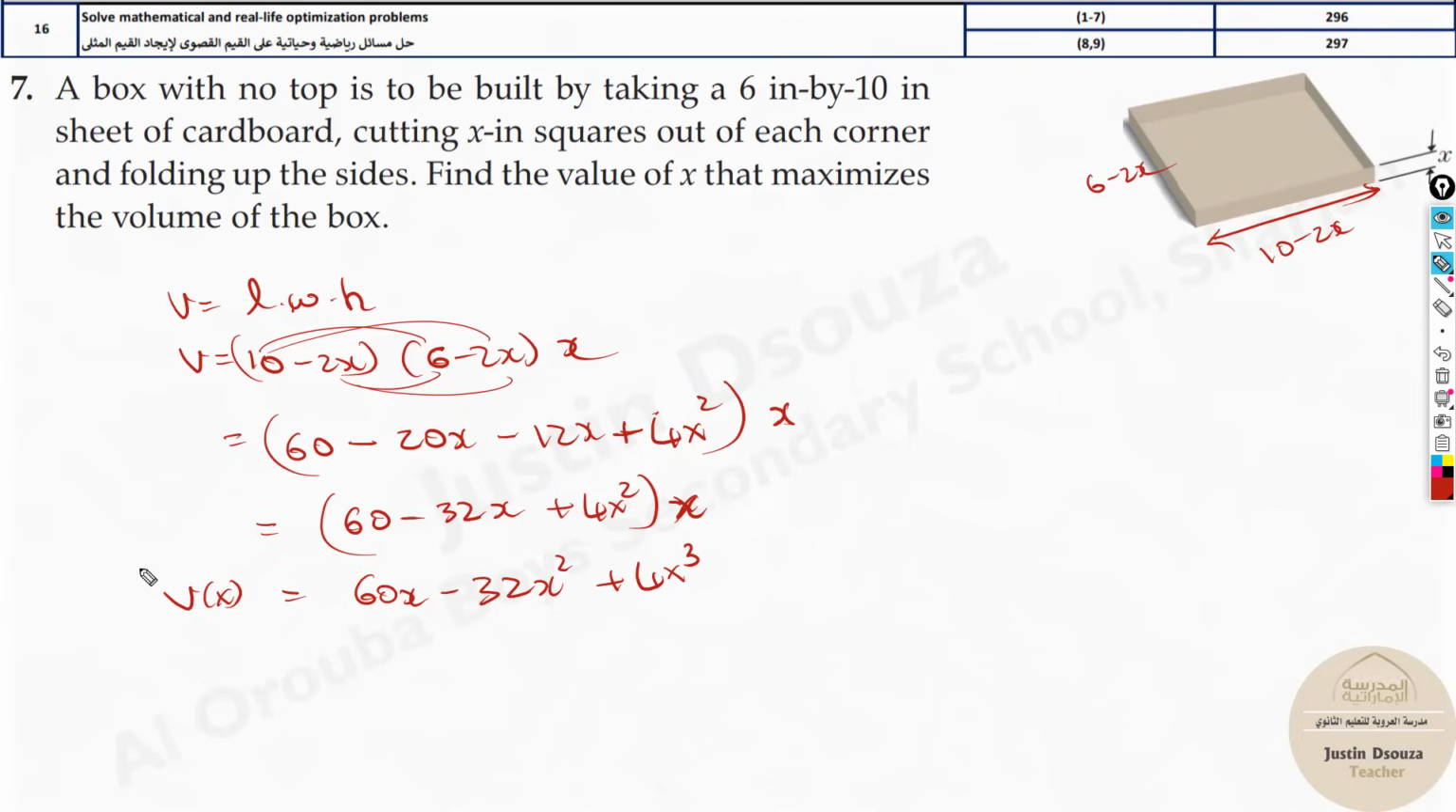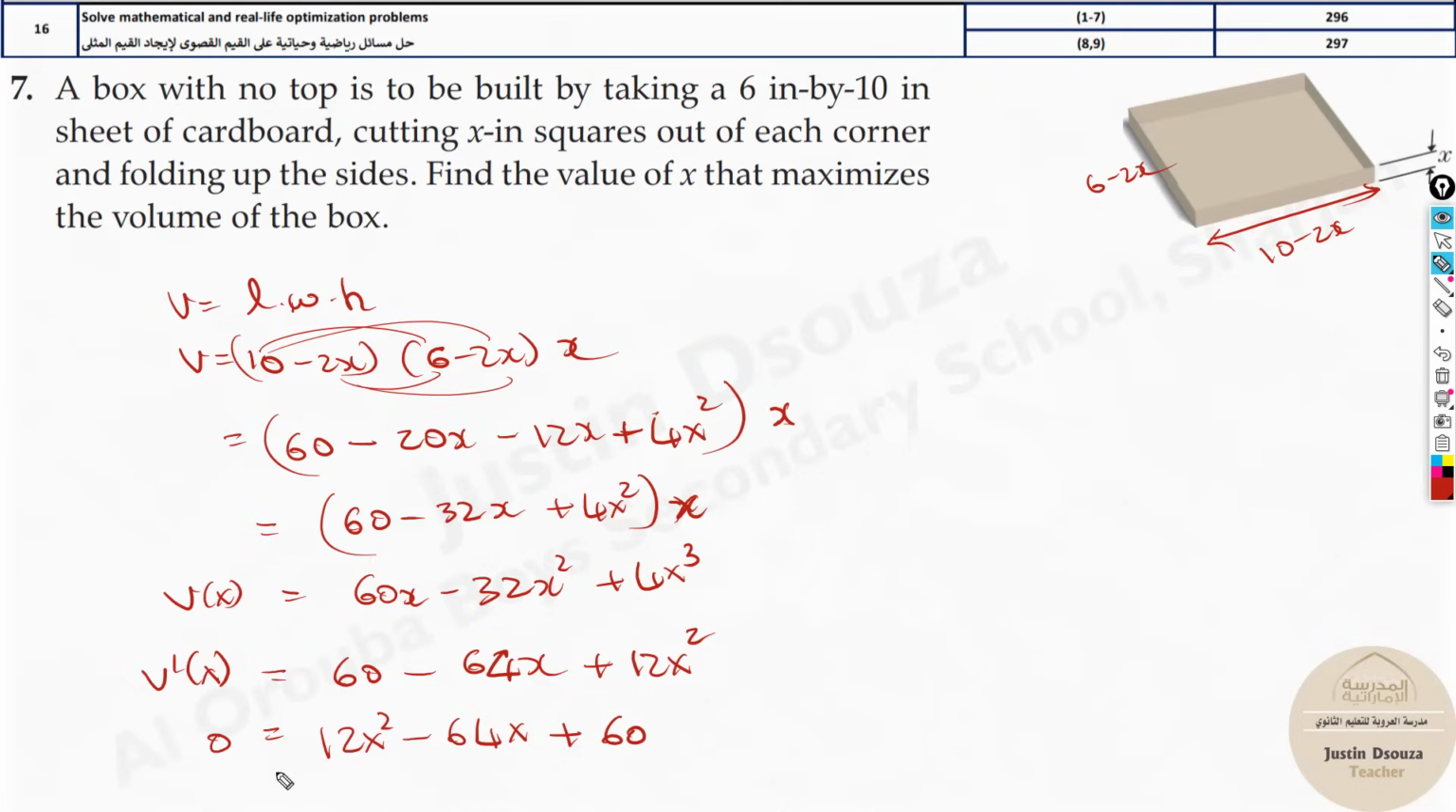Now, how do we find critical numbers? Very simple. Derive this. When we derive it, we'll get 60, minus, for this x squared, 2 comes down, so it will be 32 times 2, 64x, plus 3 times 4 is 12x squared. This is the derivative. Now you just have to equate this to 0, and I'll write the highest degree first: 12x squared minus 64x plus 60.